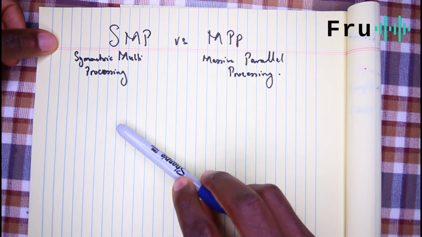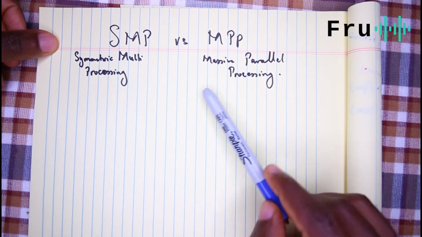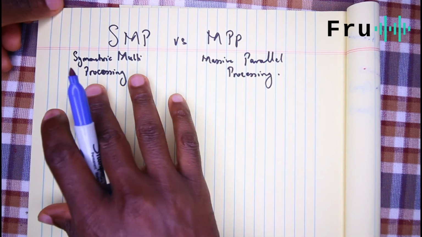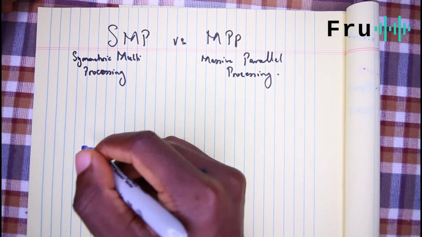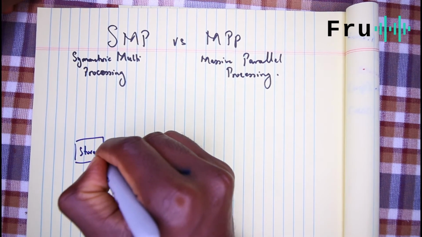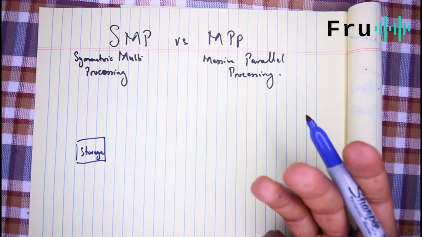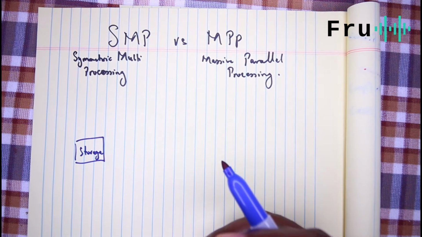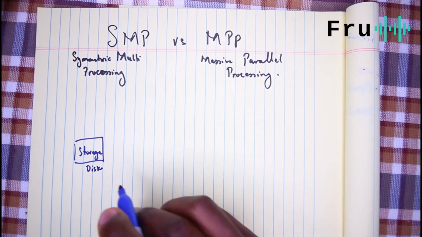So symmetric, some people will say simple multiprocessing, but it's really symmetric, is building on the idea that we just talked about. If we simplify the PC we looked at and ask what a PC, a personal computer, needs, it needs some form of storage. We know that if you have a computer, you need storage to store your files, images, videos, or any form of data that you're working with. This storage is sometimes called disk.